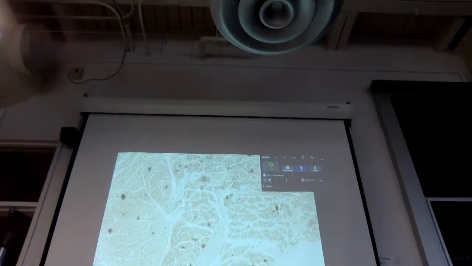I'm pointing to the diaphragm here. For question 4, what is the diaphragm? What kind of muscle? Skeletal muscle.